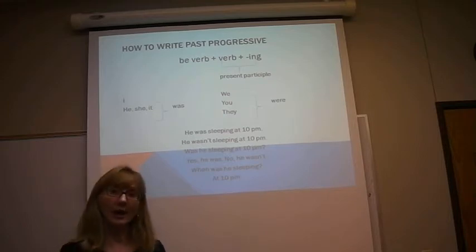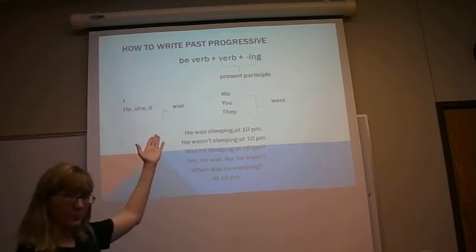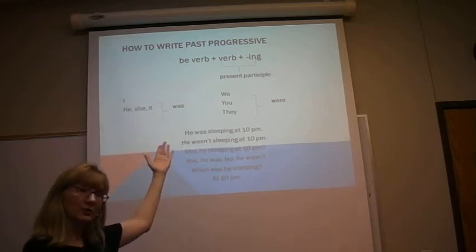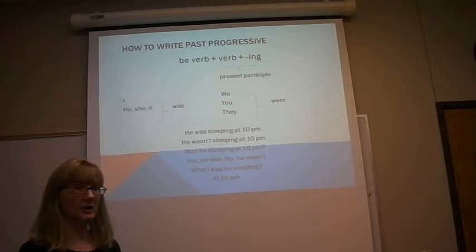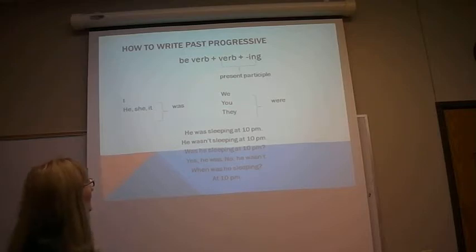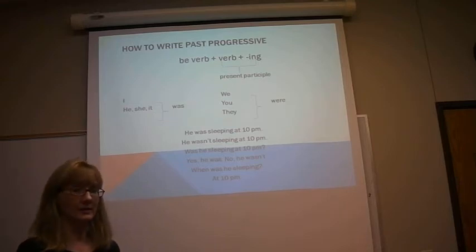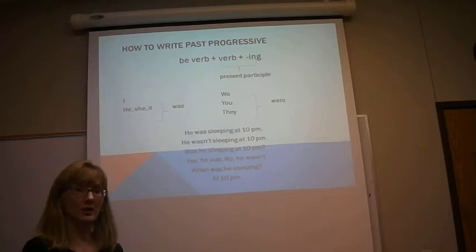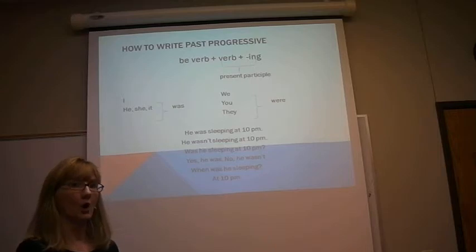Now, how do you write past progressive? Well, for progressive, we've studied that you use the be verb plus the verb plus ing. Remember, the verb plus ing is the present participle. Now, if the subject of the past progressive sentence is I, he, she, or it, your be verb will be was. If the subject is we, you, or they, the be verb will be were.